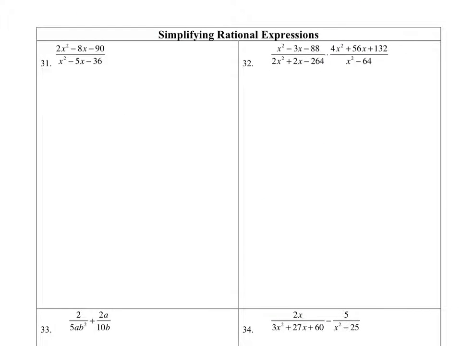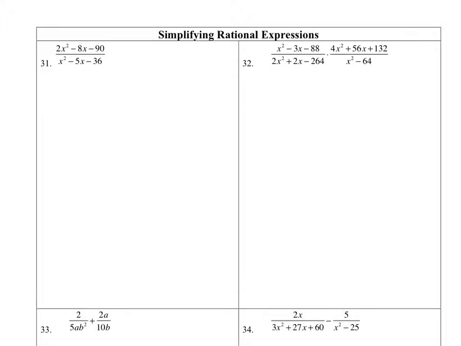And finally, that brings us to the final section of our spiral review, which is simplifying rational expressions. Looking at these, in general, our goal is going to be to factor as much as possible, at least for the first two. Then we'll talk about some common denominator stuff for the second ones.